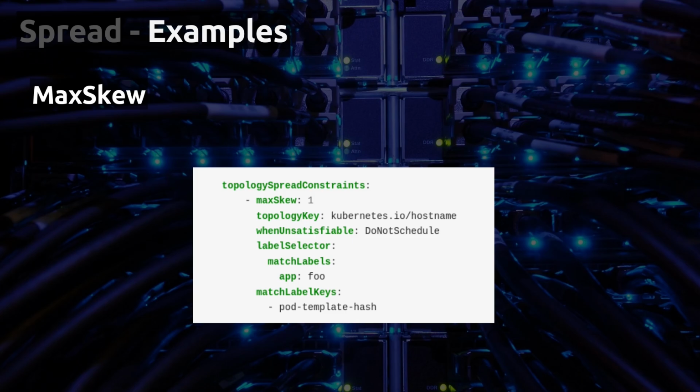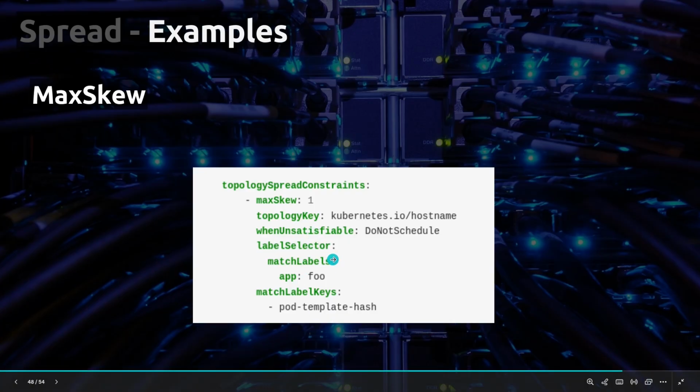How to do that? We can say, okay, I don't want a difference in the number of pods between each node greater than 1, meaning that I can have 1, 2, 2, or 2, 2, 2, or 1, 1, 2, for example, but I can't have 1, 1, 3, or 4, 1, 1, or 4, 2, 2 if I set the MaxSkew to 1. The max difference needs to be under or equal to 1.